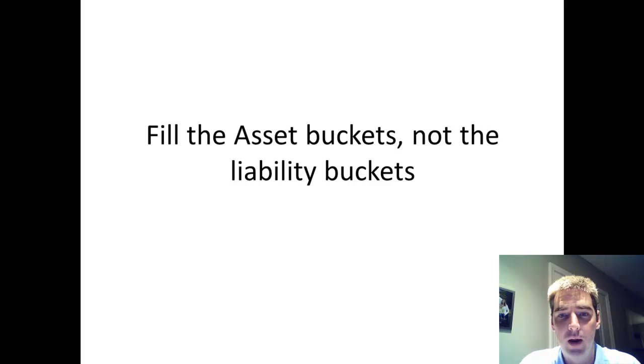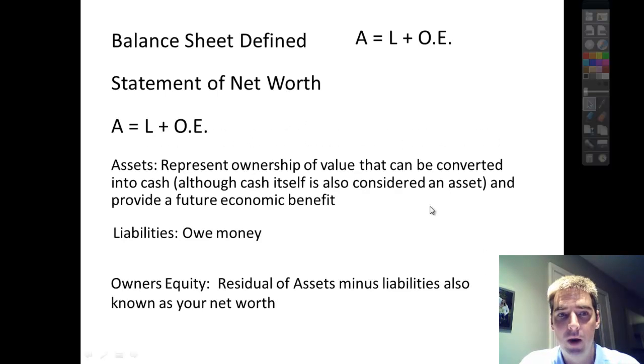And so before we get into that, we need to understand, okay, what are assets and what are liabilities? Assets basically represent ownership of value that can be converted into cash. So anything you have that can be converted into cash or provides a future economic benefit is considered an asset. Personally, your checking accounts, your savings accounts, your retirement accounts, vehicles, stuff that you own that you could sell, liquidate, and turn into cash are considered assets.